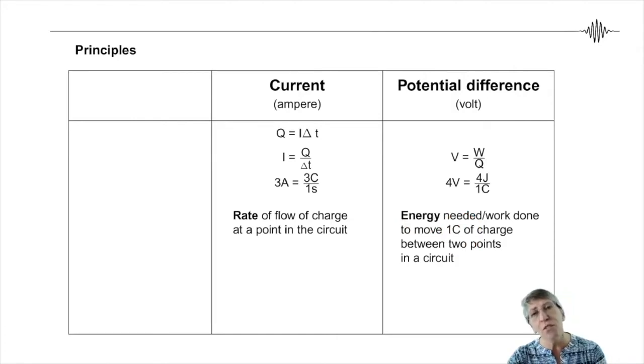So if you have a voltmeter reading of 4 volts, then obviously that voltmeter is telling you that 4 joule of energy is required to move 1 coulomb of charge between those 2 points.